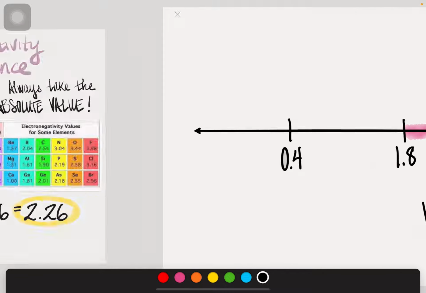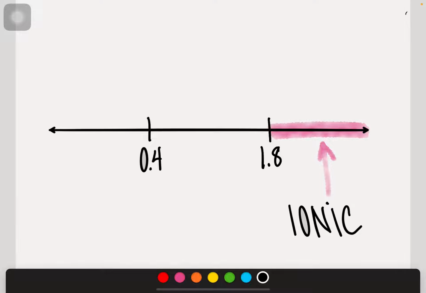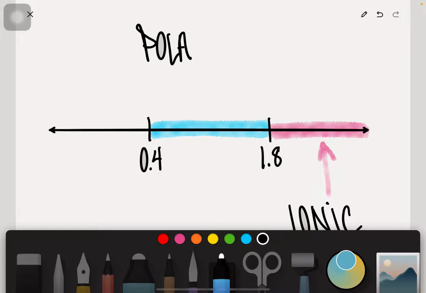Okay, so if we go back here, we can definitely see that sodium chloride is ionic. We have a metal and we have a non-metal. Now what about HCl? That's 0.96. We can see that that falls between 0.4 and 1.8. So that's going to go right in the middle there, and we call these kinds of bonds polar covalent. What does polar mean? We'll get to that in a second. So these are called polar covalent bonds.